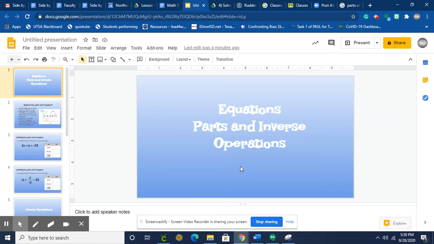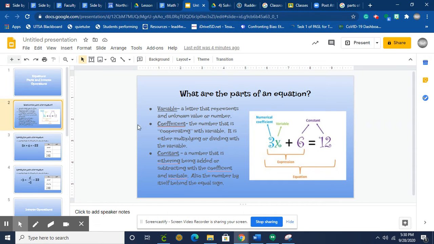And what we're going to look at today is what we call inverse operations. And we're going to look at what makes up an equation, right? We've talked about equations and we've thrown this word out there a lot. We've introduced the ideas of some of these. You've seen equations before, and expressions, but let's go ahead and dive into the vocabulary of these components.